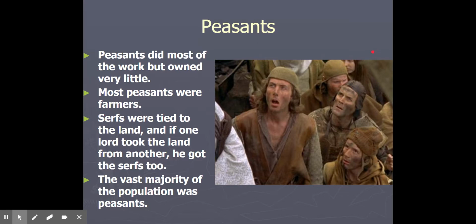A serf is a type of peasant that is tied to the land. That means that it's kind of like a slave. You're owned by the noble, by the lord and the lady. And so if the lord sells the land to another lord, the serfs go with it. They didn't have a choice about who they served. They belonged to the land. So the vast majority of people were peasants. So that's what medieval society was made up of.